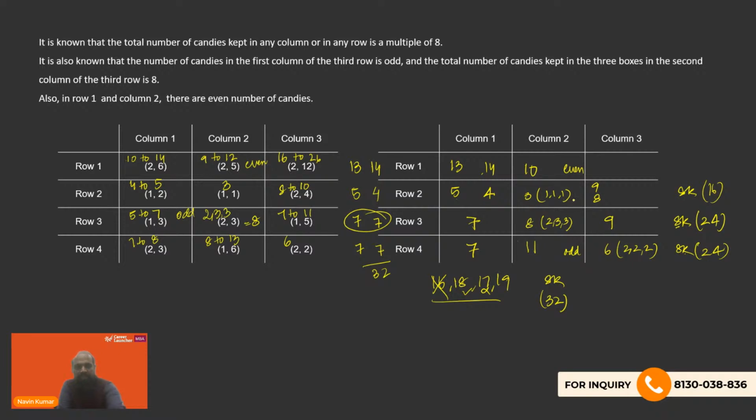plus 3, 8, so we will need an 8. So I'm going to write it in the same order. So 8 or 9, 5 or 4, 13 or 14. So here also we're going to have 2 possibilities, right? Okay. Now this is 32. Multiple of 8, 32.